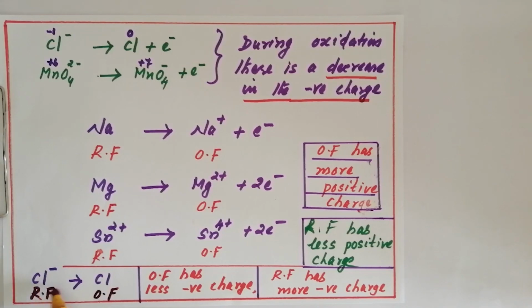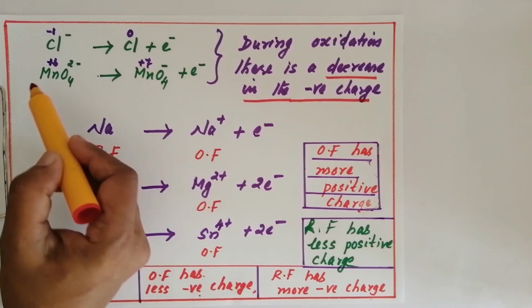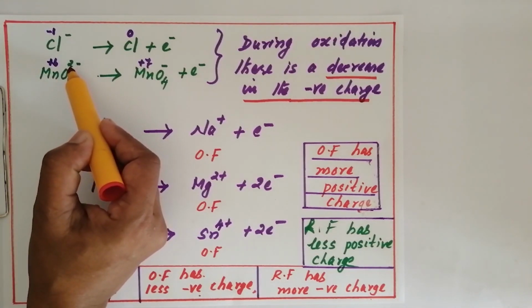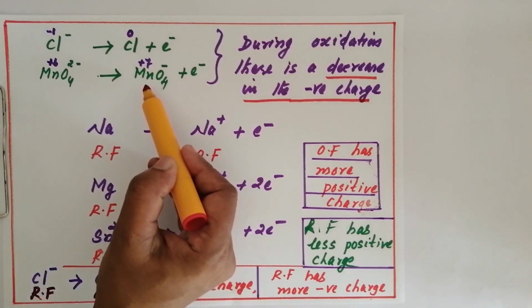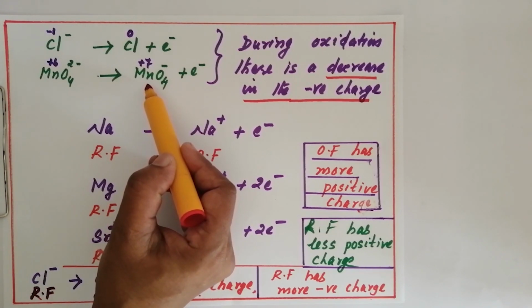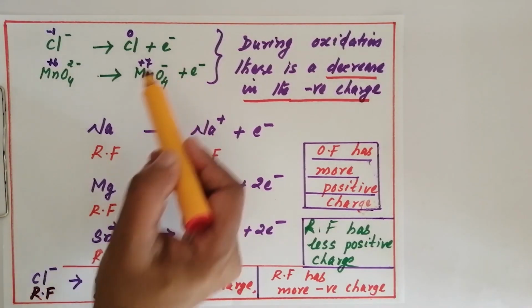In the example Cl minus giving Cl, Cl minus is the reduced form and Cl is the oxidized form. So we can also mention that oxidized form has less negative charge and reduced form has more negative charge. So this is the reduced form. Reduced form is having more negative charge, that is 2 minus, and the oxidized form is having less negative charge, that is -1.